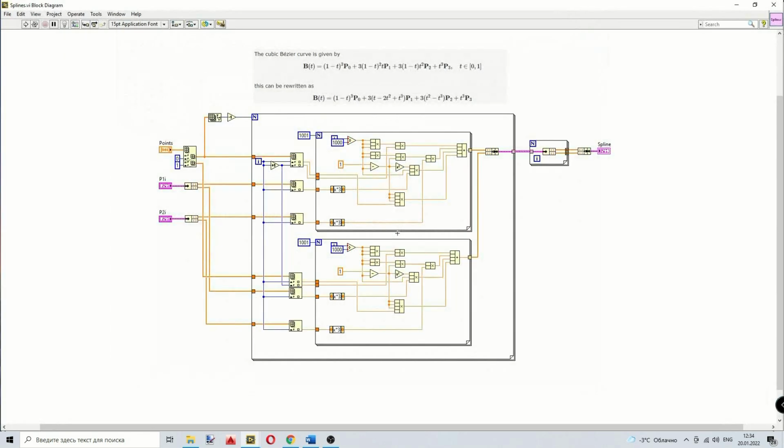And the last one: since we have everything calculated for each segment, we mark 1000 points on it with equal intervals and build the Bezier curve.